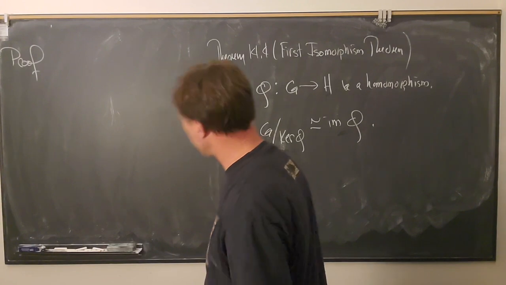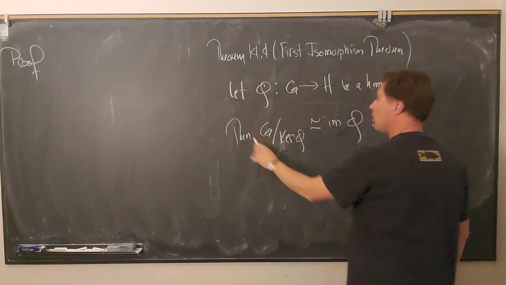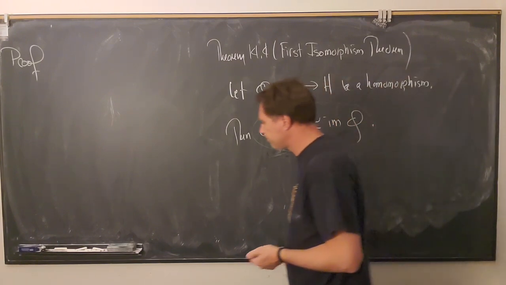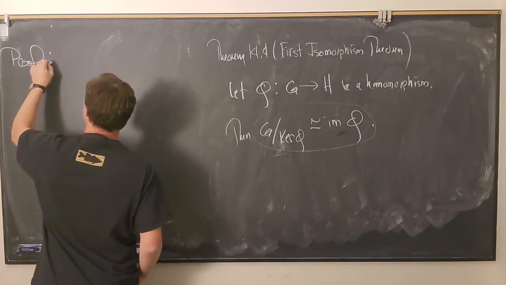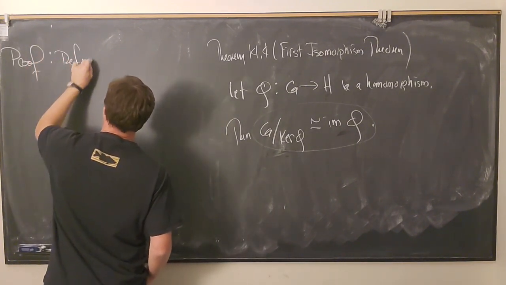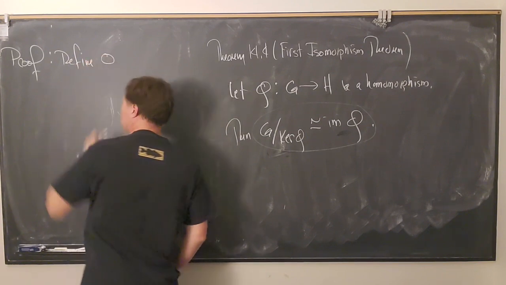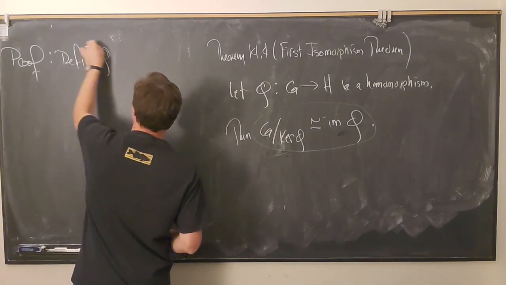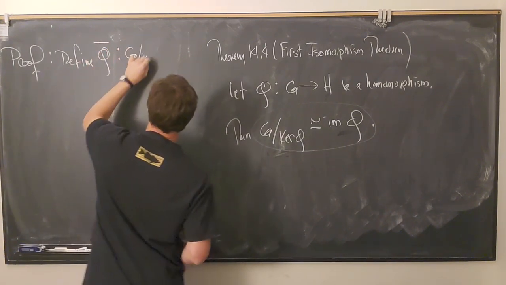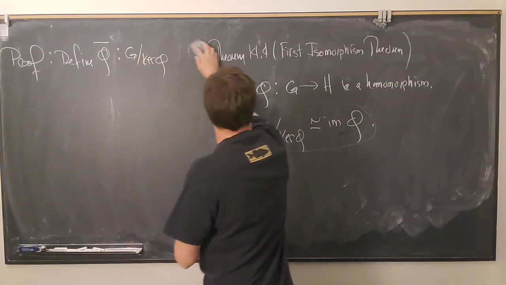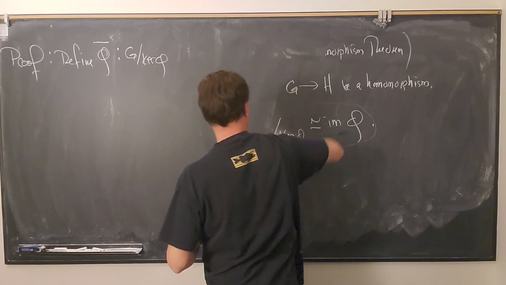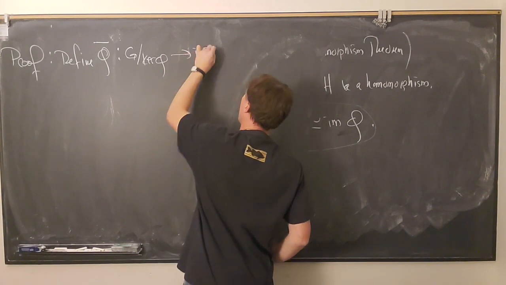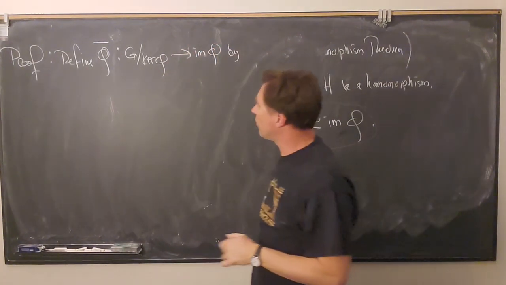All right. So what do I need to do? I want to show that we have an isomorphism here. So that means that I need to come up with the isomorphism. So I'm going to define, and I'll call it phi bar, phi bar from G mod kernel of phi to the image of phi by, so I need to tell you the formula for this.